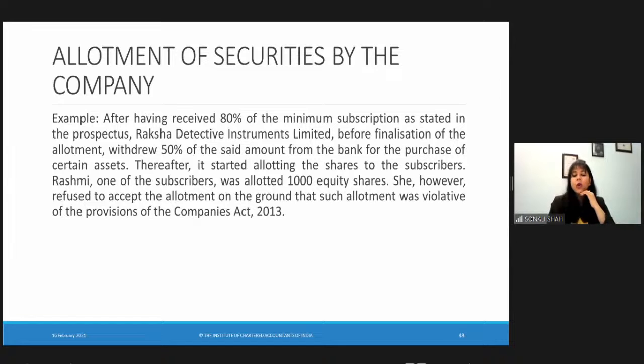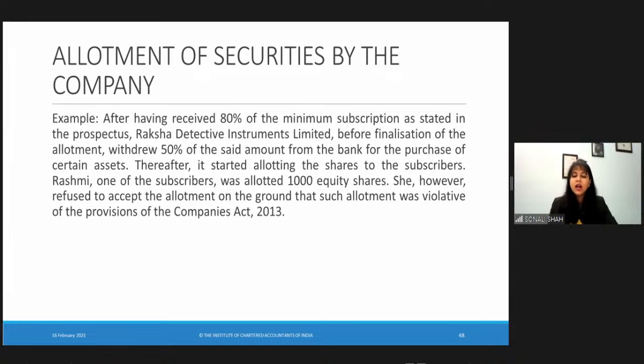Guys, for attempting your examination for case study based questions, I would always say follow the general procedure: state the facts. What is being said in the question? What does law say about such a situation? So let's say we have a question here that after having received 80% of the minimum subscription as stated in the prospectus, Raksha Detective Instrument Limited, before finalization of the allotment, withdrew 50% of the said amount from the bank for the purchase of certain asset.